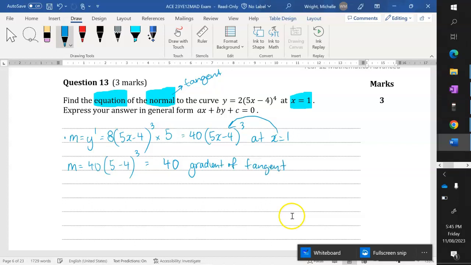We want to find the gradient of the normal. So we know that the gradient of the normal times the gradient of the tangent is equal to minus 1. So if I've got my gradient being 40, then my second gradient that I want is minus 1 over 40. And that's my gradient of the normal.